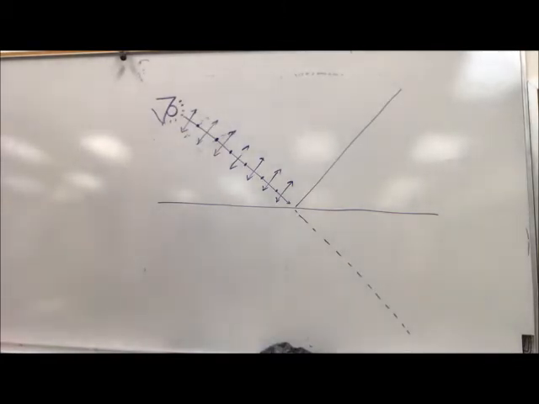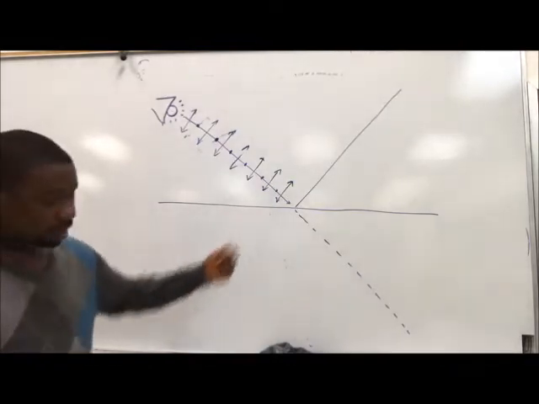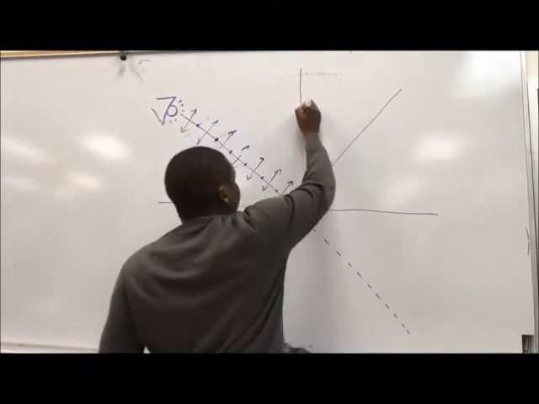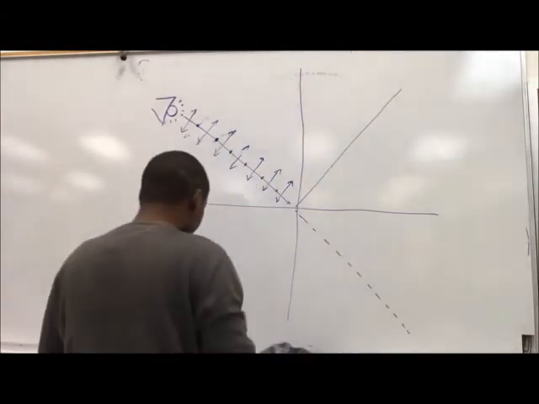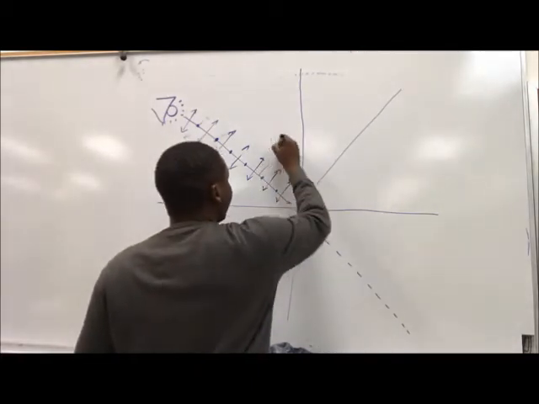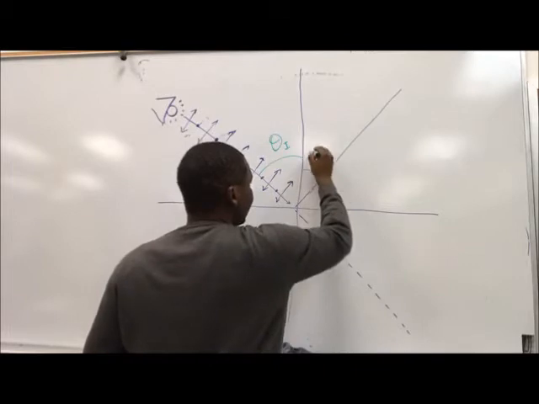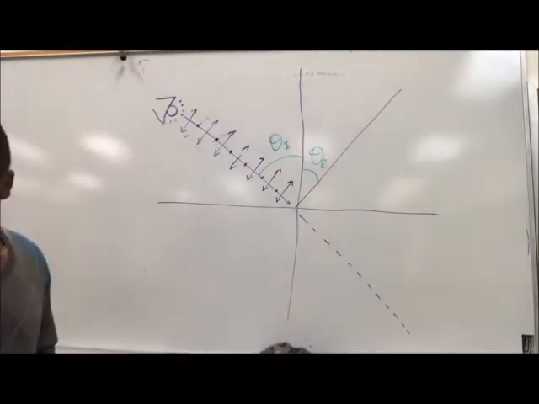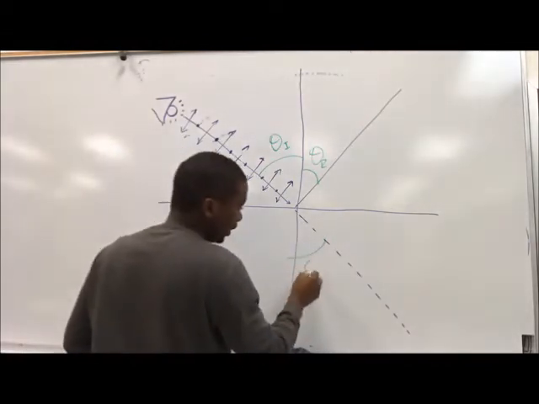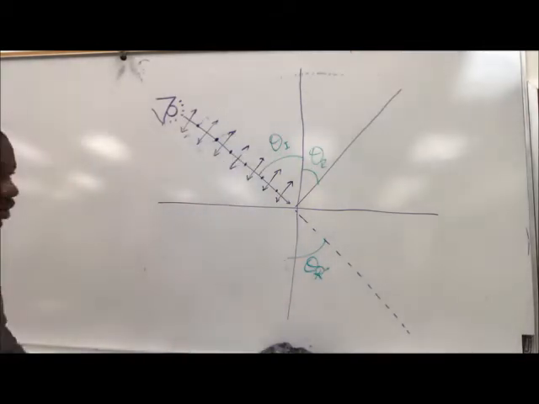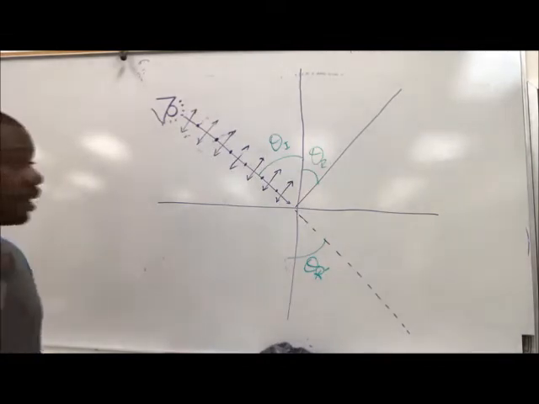So what happens is when the light ray hits the surface, it is partially polarized. First and foremost, recall that when the light ray hits our surface, we have an angle of incidence, an angle of reflection, right? And we have an angle of refraction. So reflection is theta R and refraction is theta R prime.